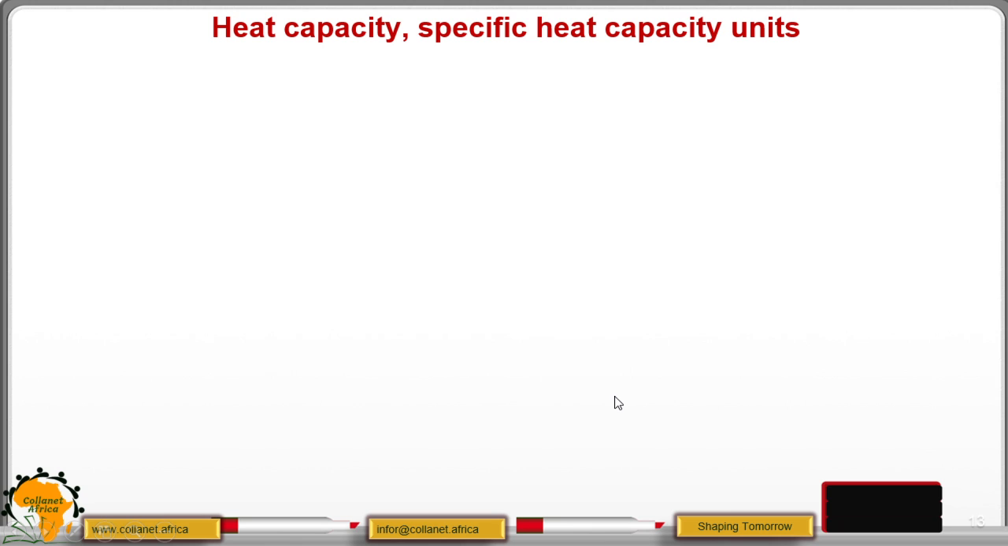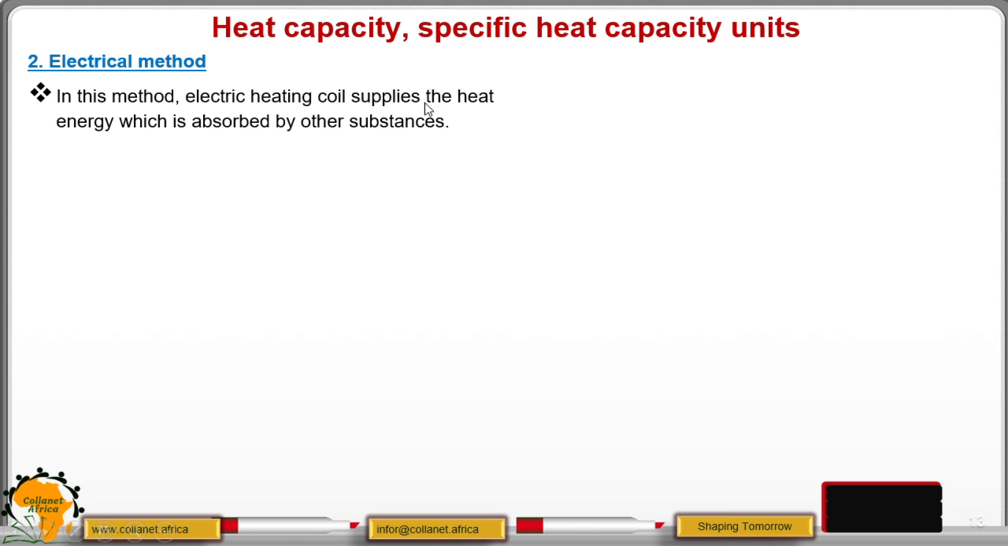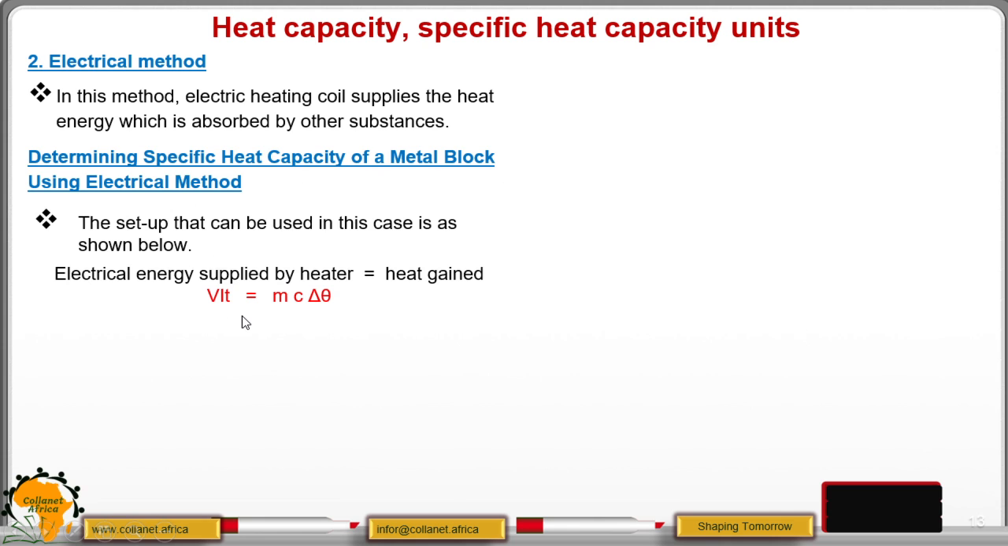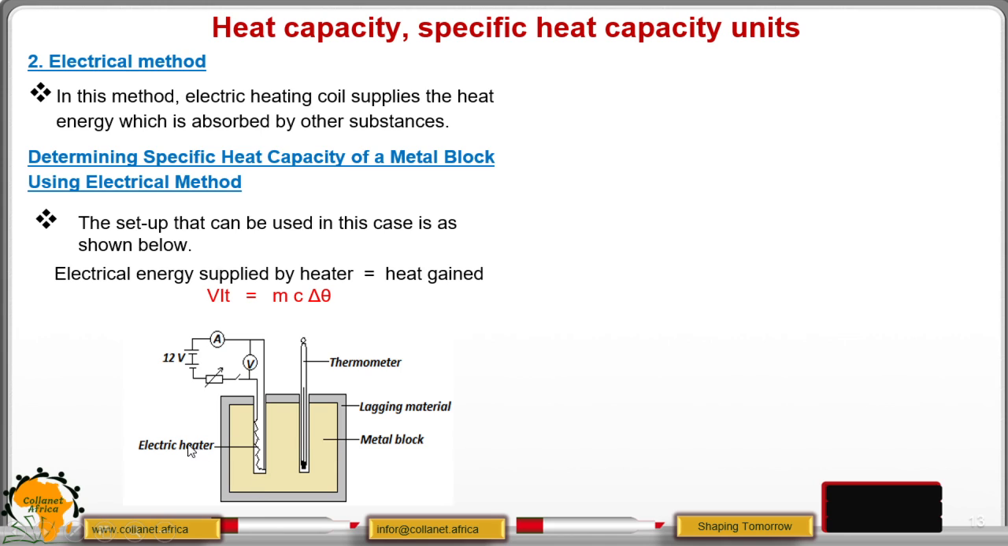Then from there, we move to the electrical method. That was the method of mixtures. In this method, an electric heating coil supplies the heat energy, which is absorbed by other substances. So in other words, instead of transferring the hot object to the cold object, now we are heating the object using the electrical method. Now we see how we can determine the specific heat capacity of a metal block using the electrical method. We have the setup as shown here. We have the electric heater that is here. We have the metal block that is having the thermometer inside and a lagging material.